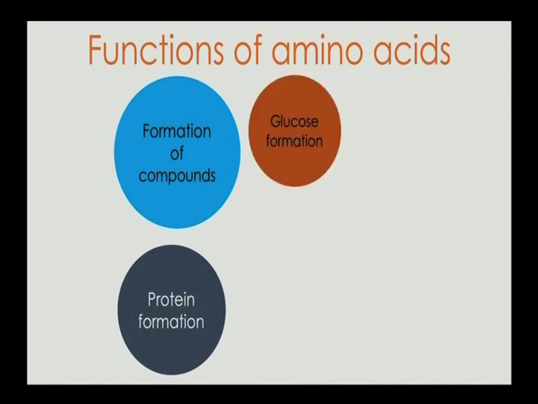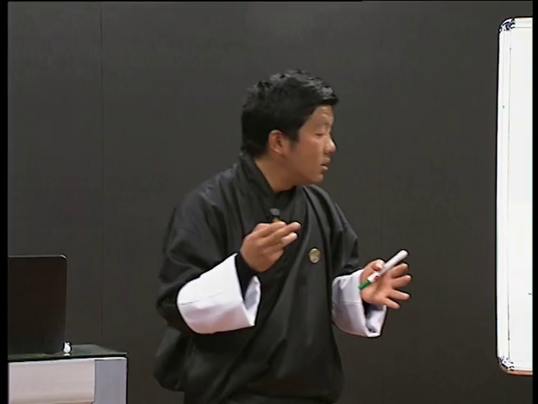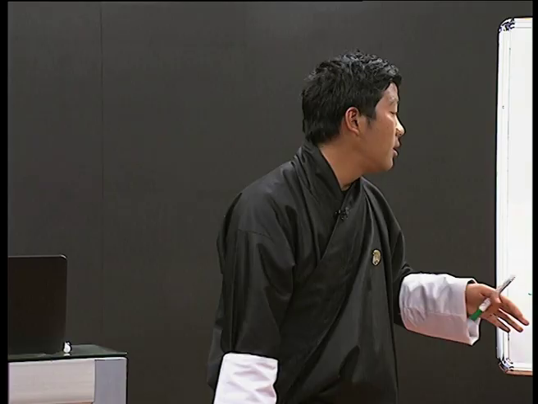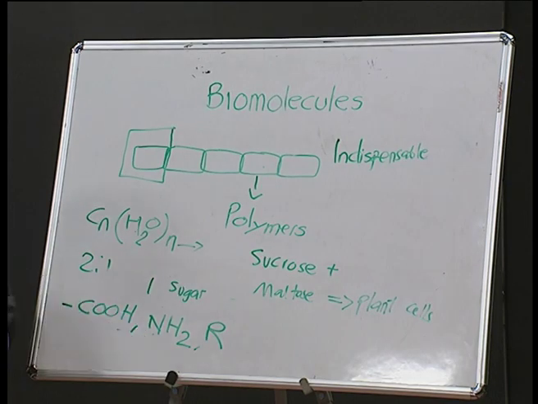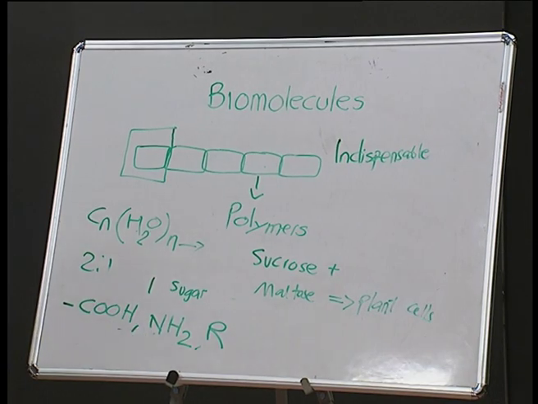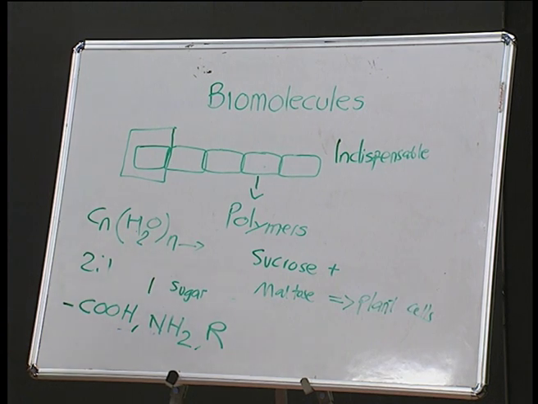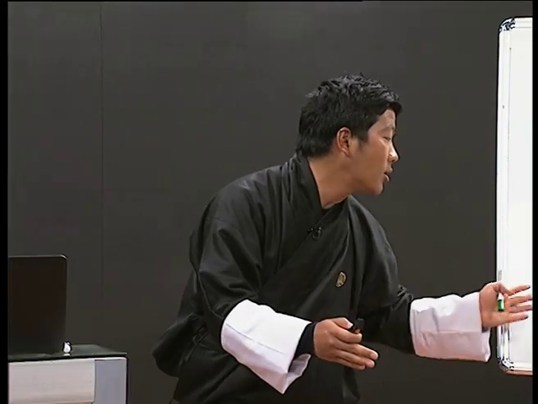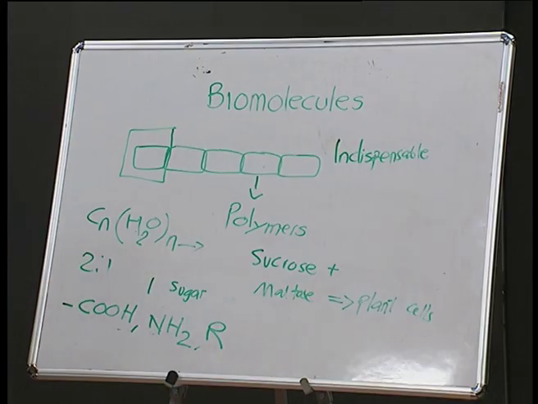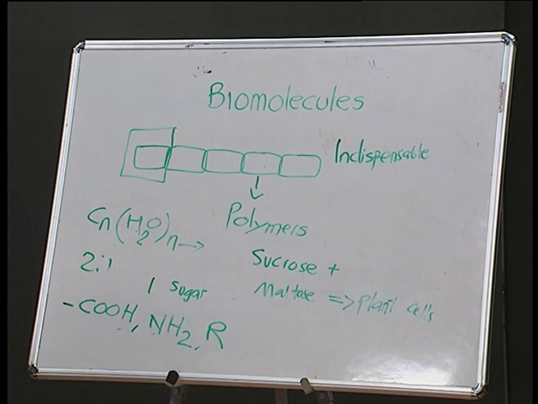Glucose formation. If you can recall the molecular structure of amino acids, you will see that it contains three different groups: the carboxylic group, the amino group, and the side chain R. Now what happens is, if you remove the amino group from the molecular structure of the amino acid, the remaining structure is going to give rise to glucose.